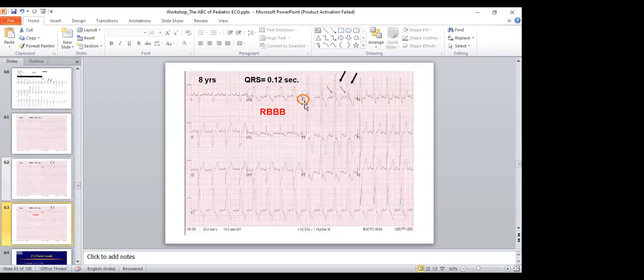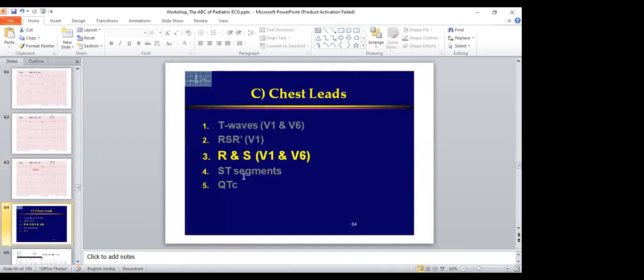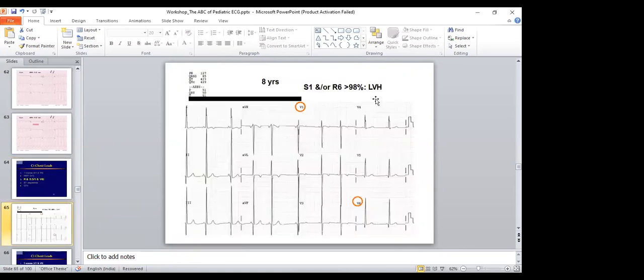Again, we can see in V1 the height of the wave with the RSR' pattern, with QRS prolongation of more than 3 squares, 0.12 second, suggestive of right bundle branch block. With R and S height in V1 and V6, we define left ventricular hypertrophy. If S in V1 or R in V6 is more than 98th percentile, it is left ventricular hypertrophy.